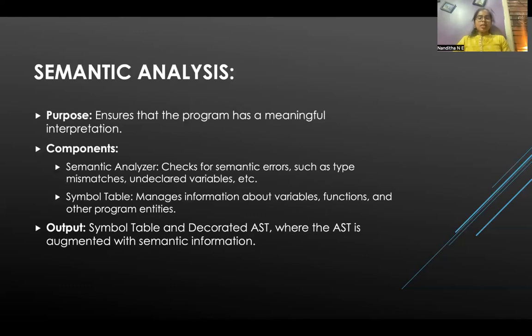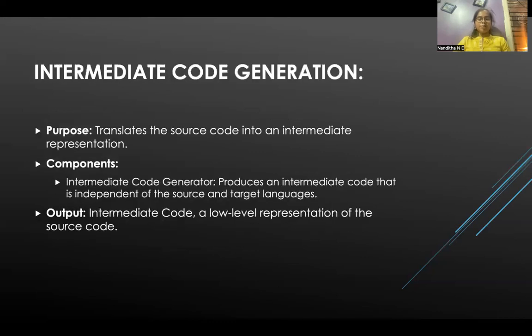Semantic analysis. The purpose of semantic analysis is to ensure the program has a meaningful interpretation. Components are the semantic analyzer, which checks for semantic errors such as type mismatch, undeclared variables, etc. The symbol table manages information about variables, functions, and other program entities. The output of semantic analysis is the symbol table and a decorated AST, where the AST is augmented with semantic information.